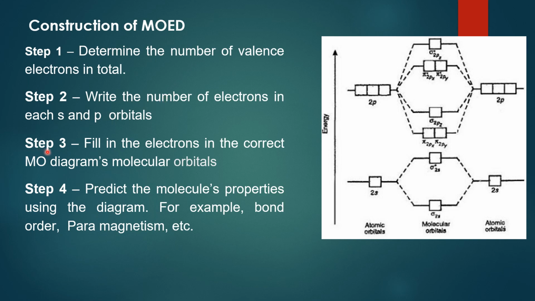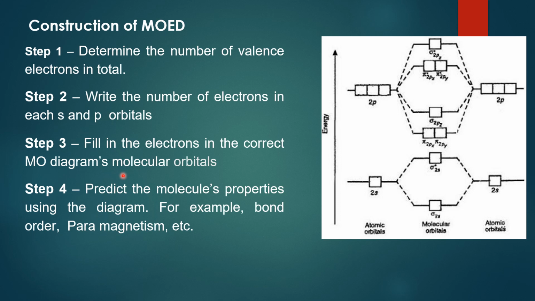The last step is step 4. Predict the molecule's properties using the diagram, for example, bond order and paramagnetism. We know that the number of electrons in bonding orbitals is represented by Nb, while the number of electrons in anti-bonding orbitals is represented by Na.